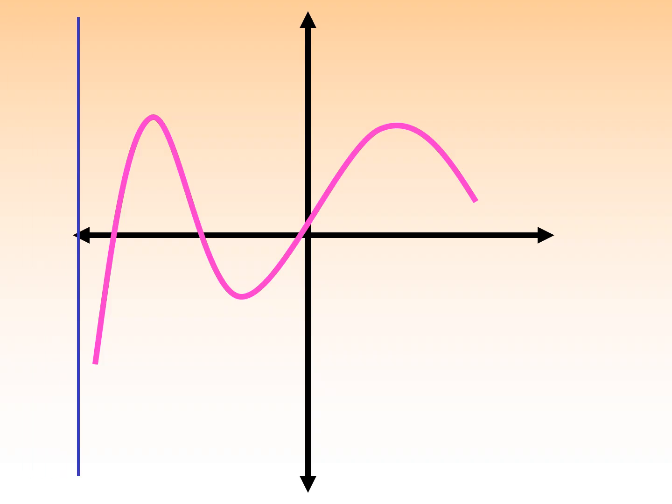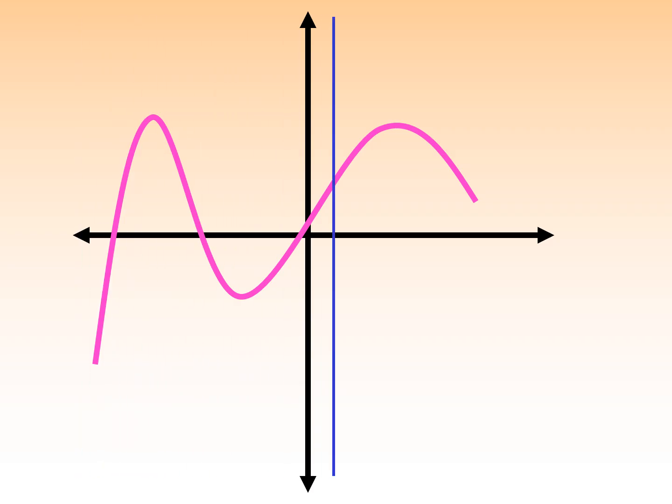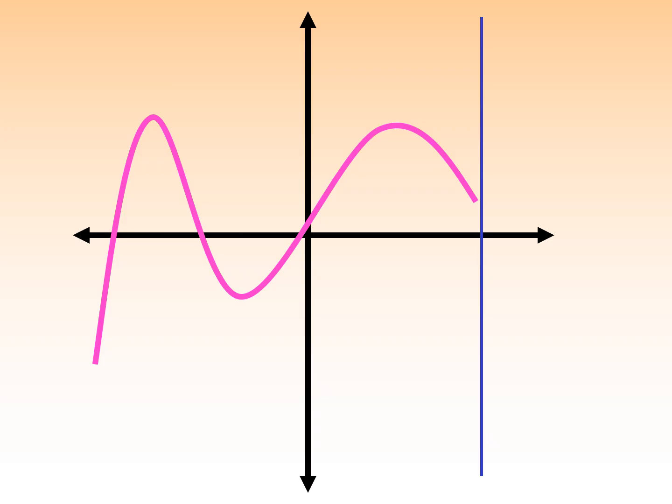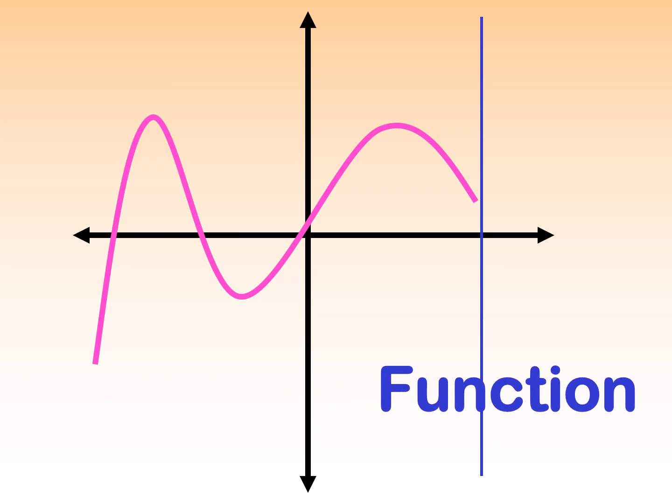Let's try out the vertical line test. So watch as the vertical line moves across the curve. It never hits 2 points at the exact same time on this curve. So since it passes the vertical line test, it is a function.